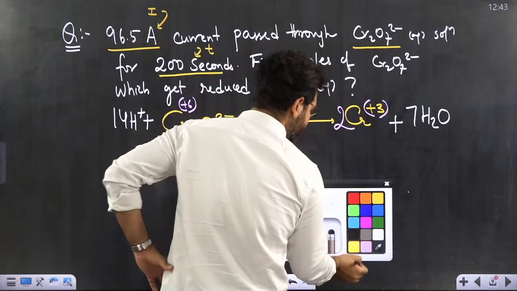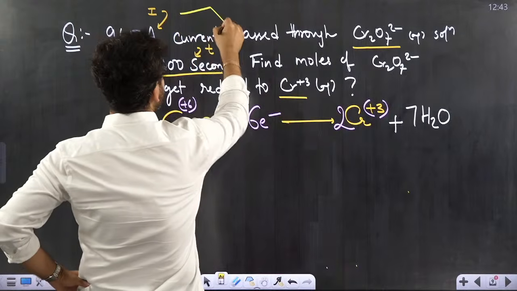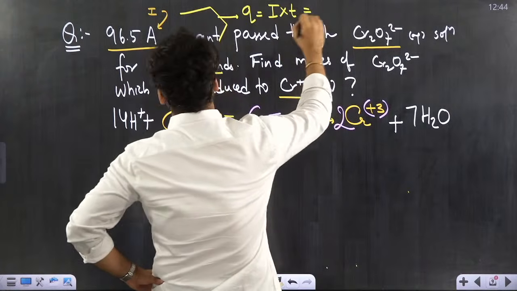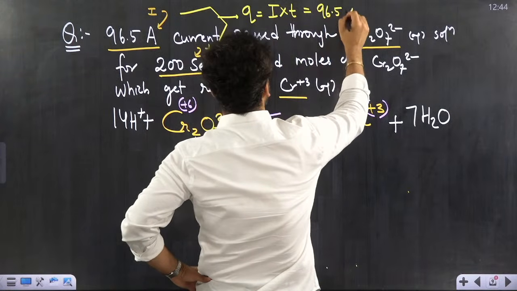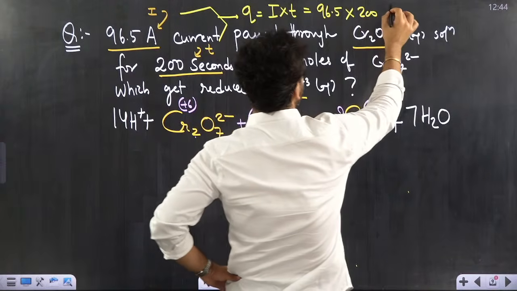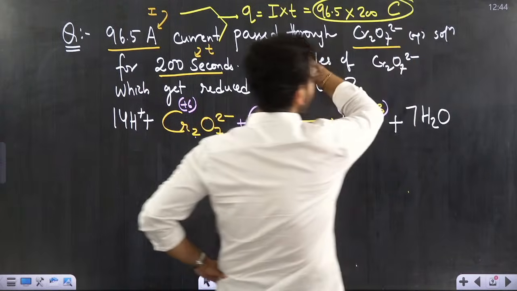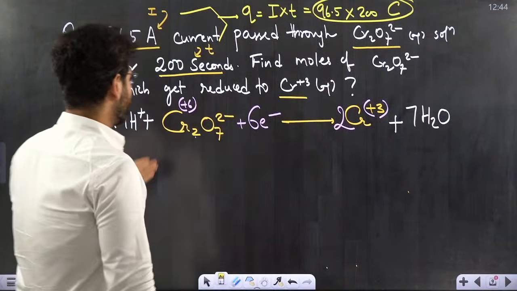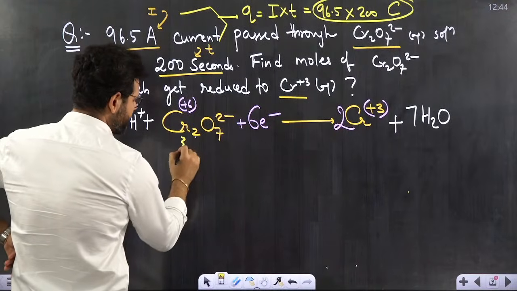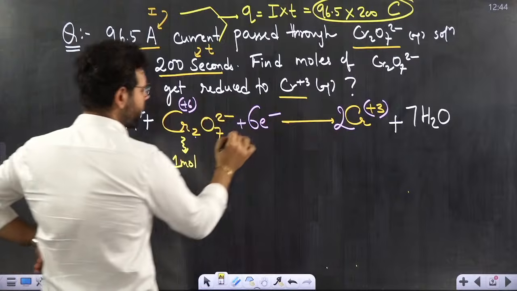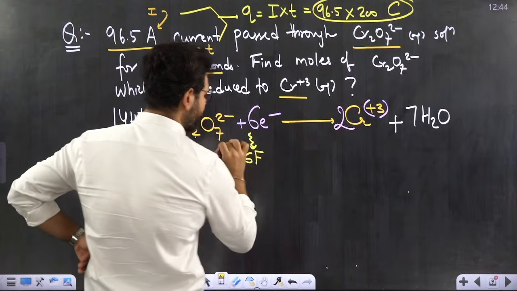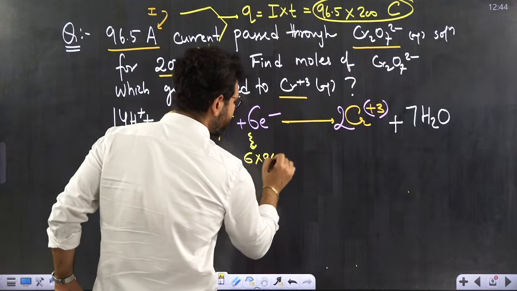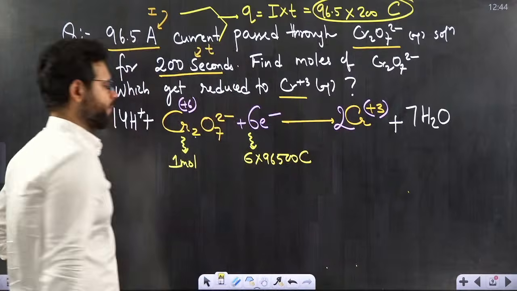Now we can easily say what is known to us. Charge is known. Charge is current into time. We are passing 96.5 ampere for 200 seconds, so 96.5 into 200 coulomb charge is passed. Now, simple unitary method. When this is 1 mole, it consumes 6 Faraday charge. I can write that as 6 into 96500 coulomb charge.